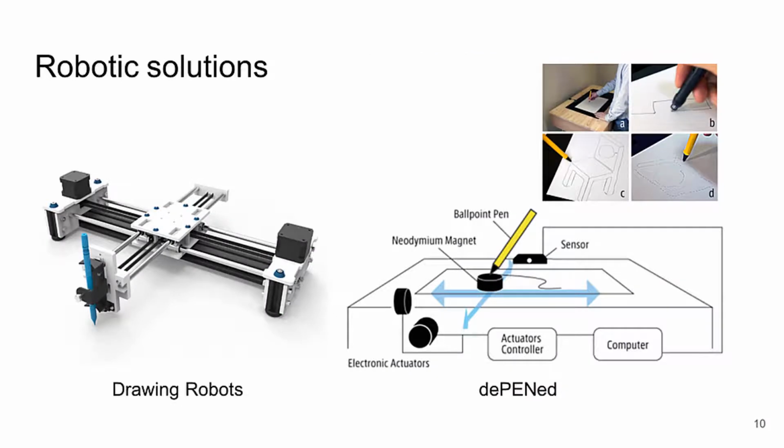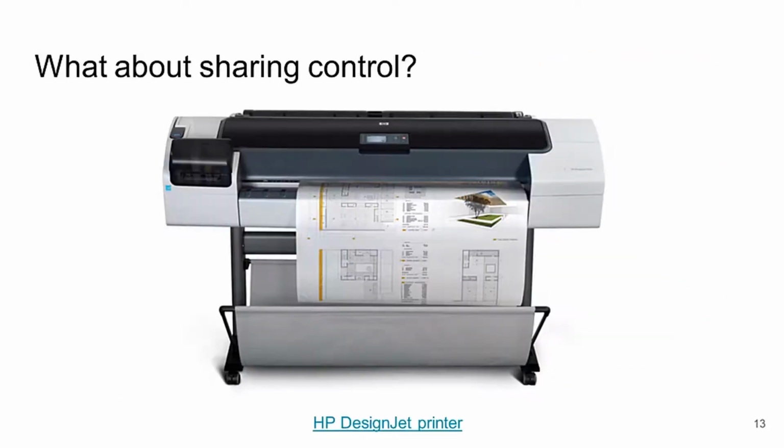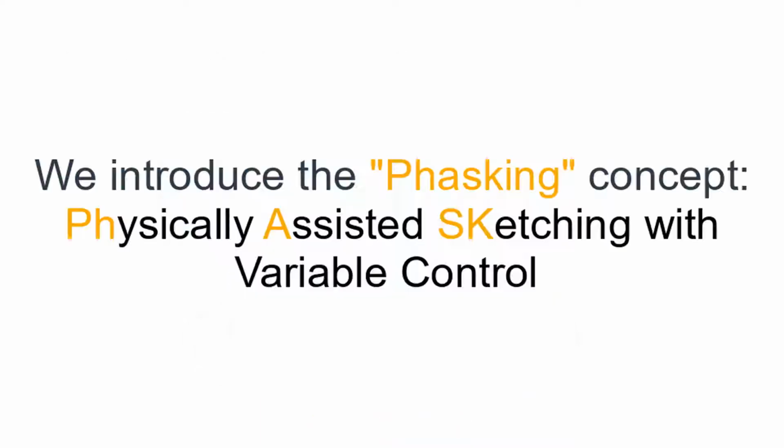There are some solutions to help users with their physical drawing. However, in most cases, the computer takes full control to achieve more accurate drawing. In fact, if you don't want to share the authorship, a printer can do a better job than drawing robots. To explore the use of active force feedback in paper sketching, we present the Phasking concept.